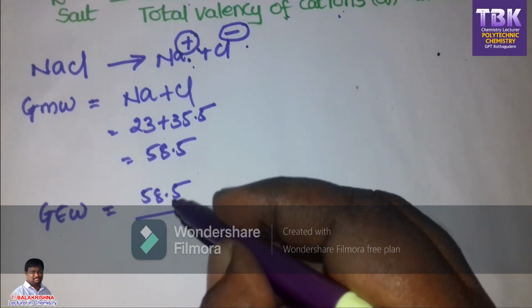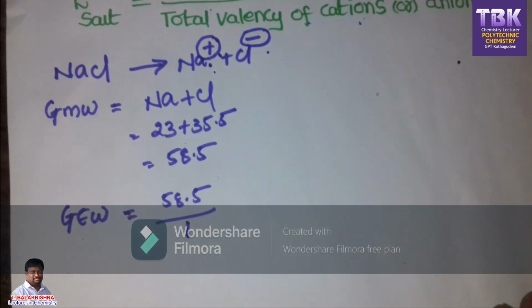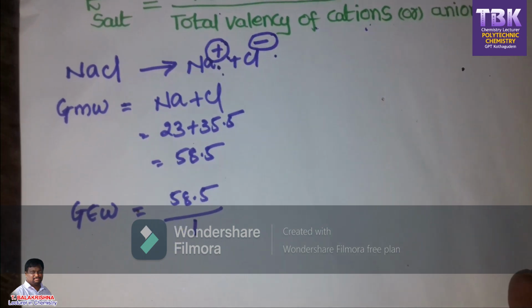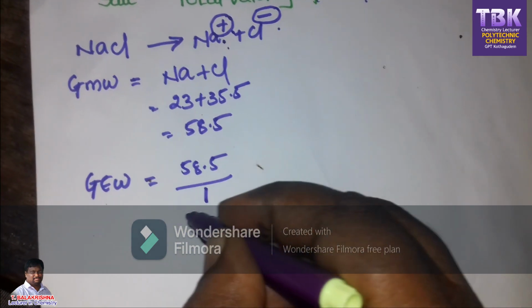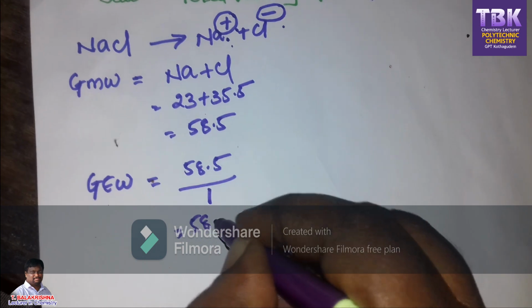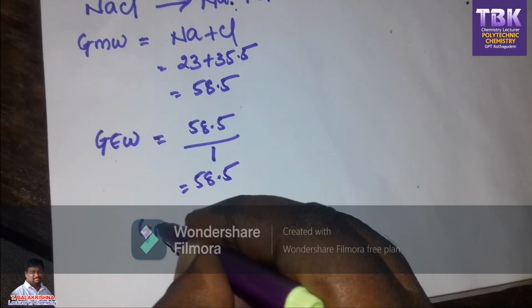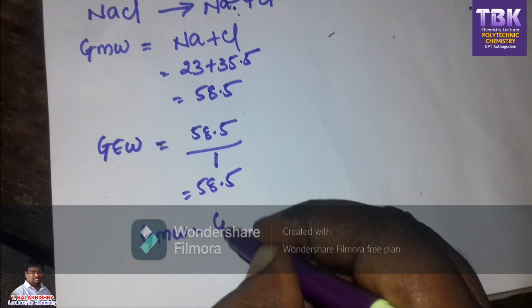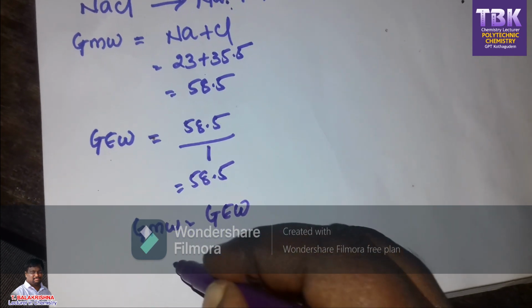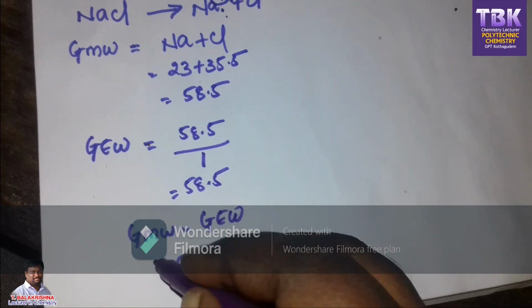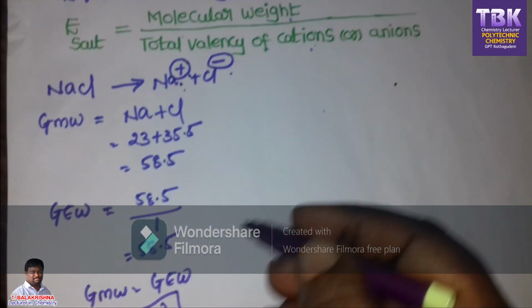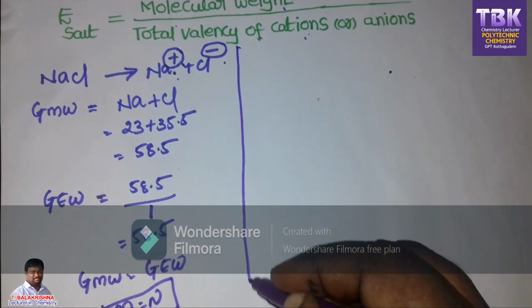So you consider only one: cations or anions, positive charges or negative charges. So what is the weight? 58.5. So in this case, gram molecular weight is equal to gram equivalent weight, nothing but molarity equal to normality. Right? Take another example.